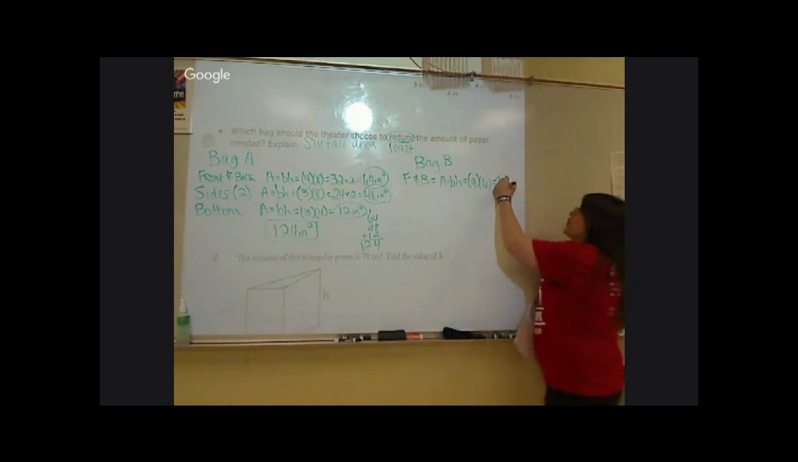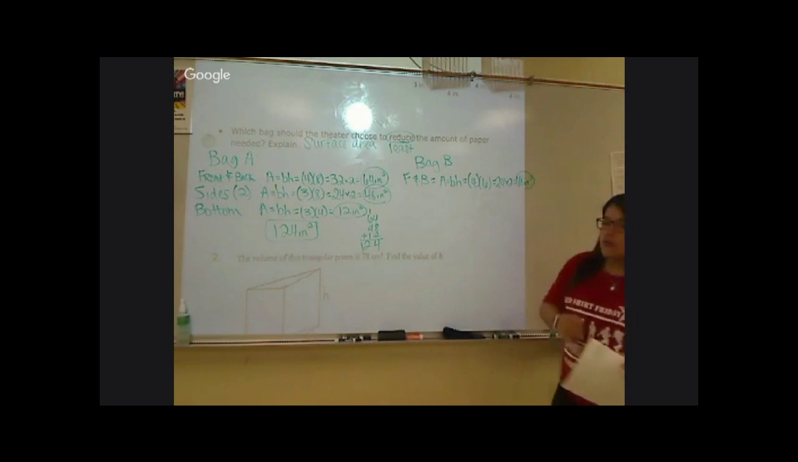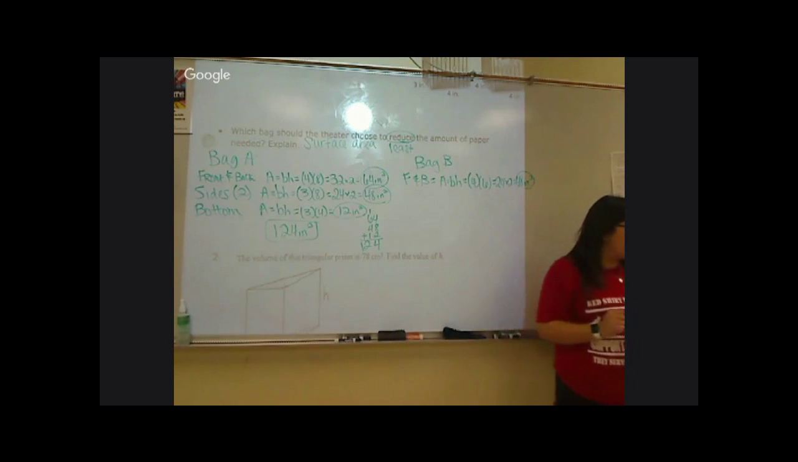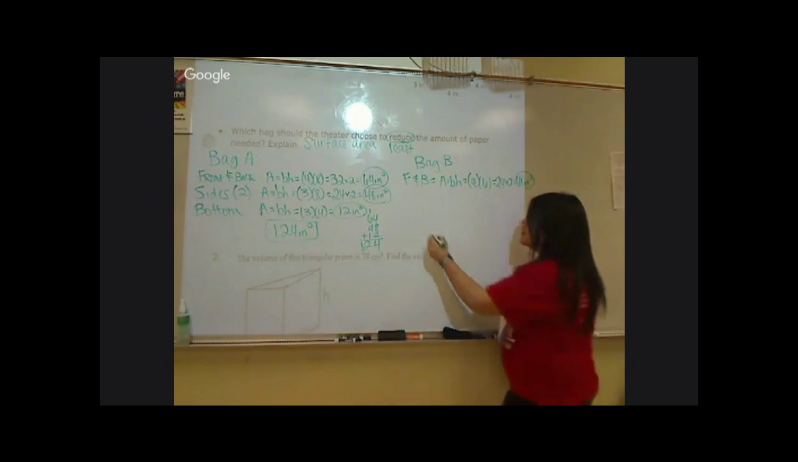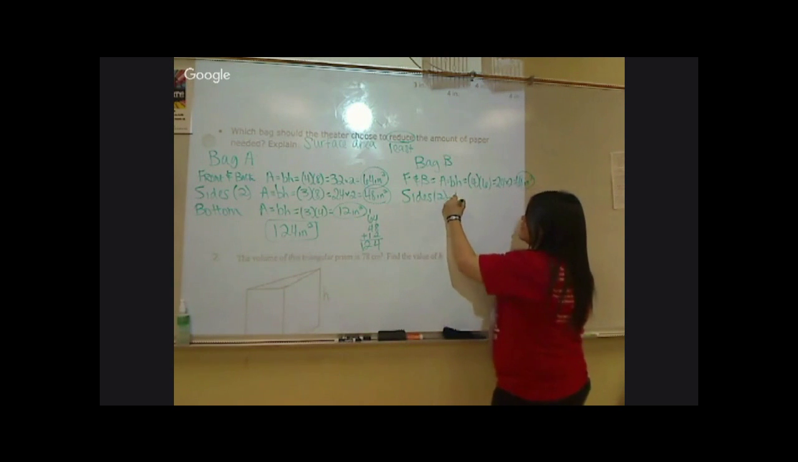So when we have that twice, that gives us 48 square inches. I think you guys might have a hard time seeing that. I wrote 48 square inches at the end. Do we have two sides on this bag also? Yes. So we have our sides, and we need that 2 times.